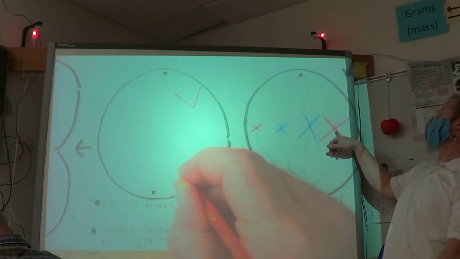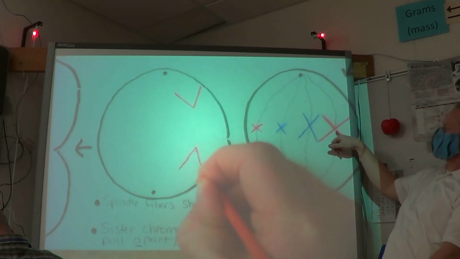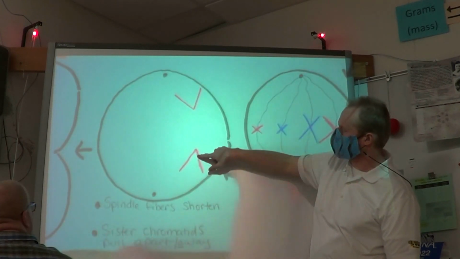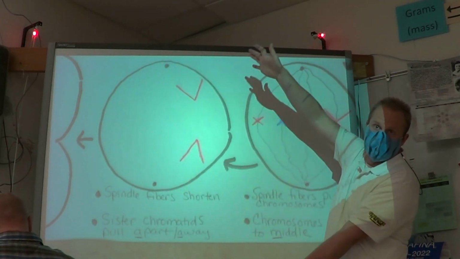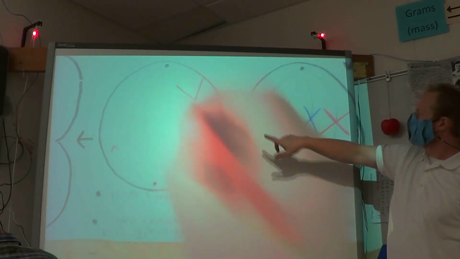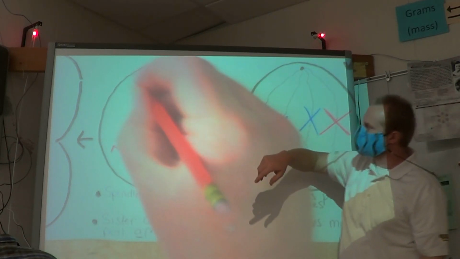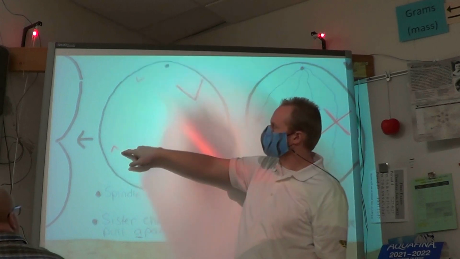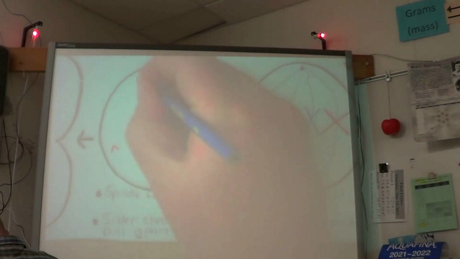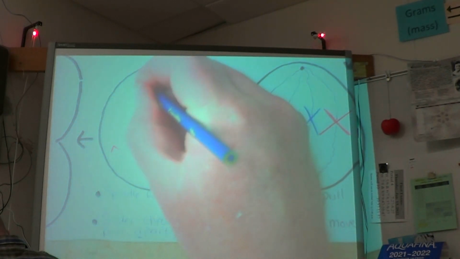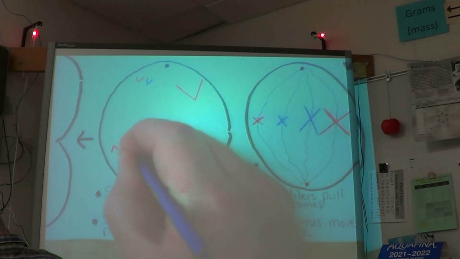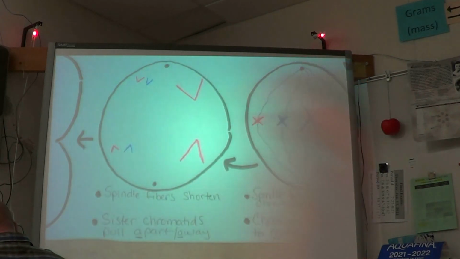So here's Mr. DeBoer's big red chromosome. This is his big red chromosome that the sister chromatids got ripped apart. Okay? They got pulled apart. Here's Mr. DeBoer's little red chromosome that got pulled apart. And then we repeat the process for the blue chromosomes. The sister chromatids of the blues are ripped apart.